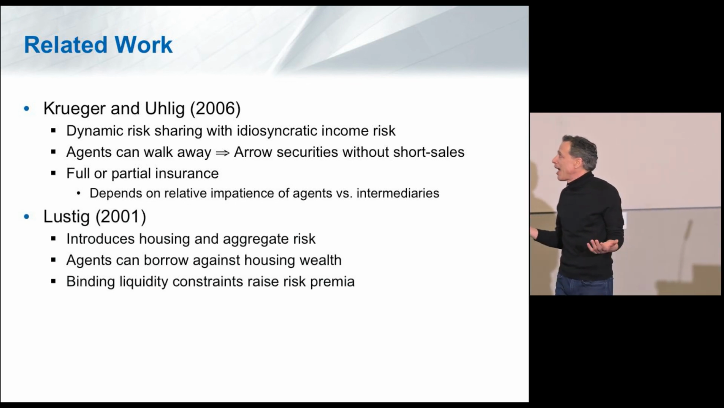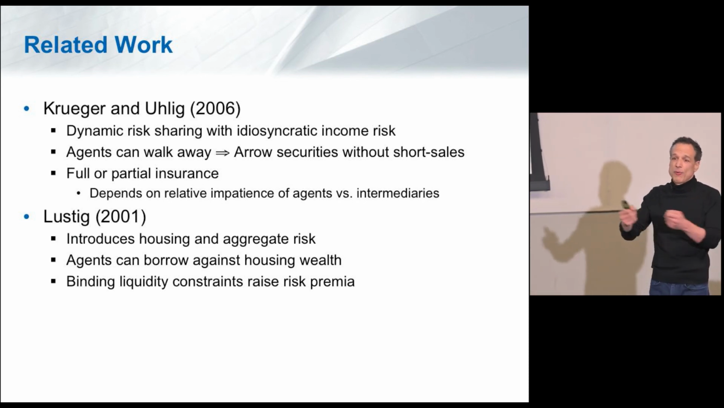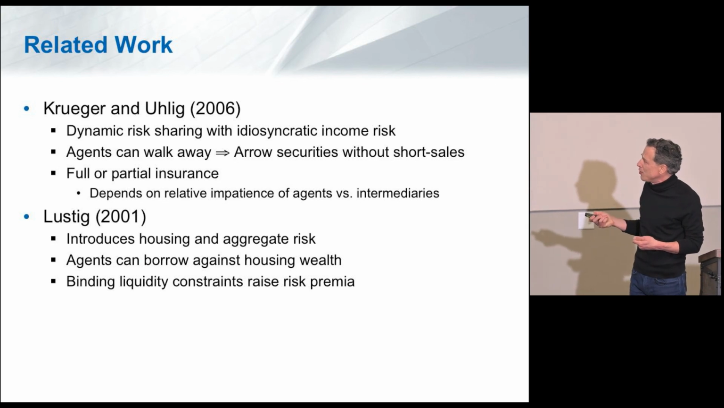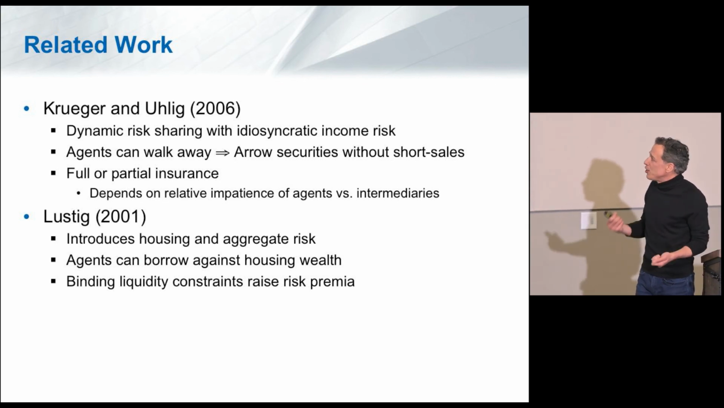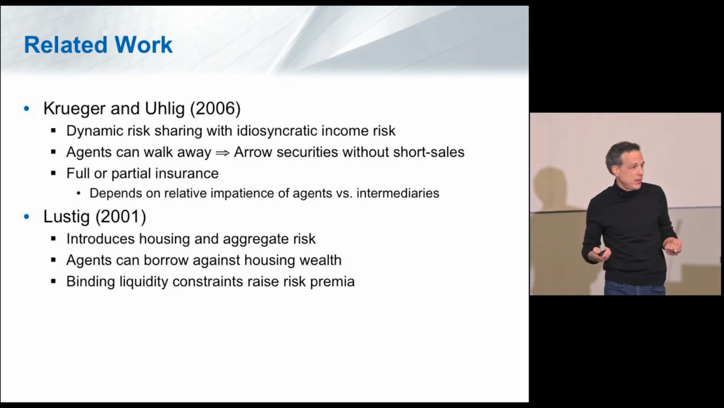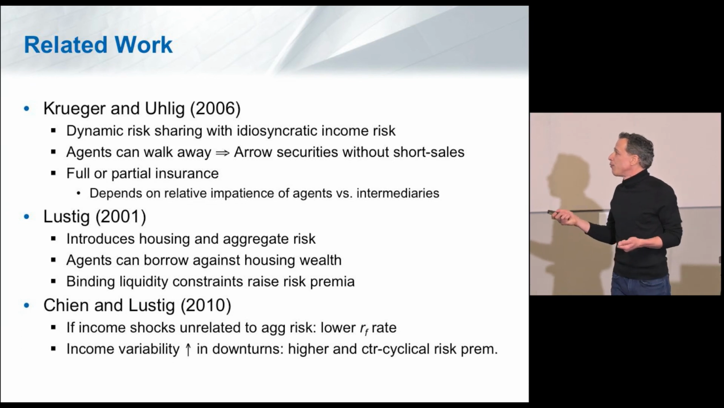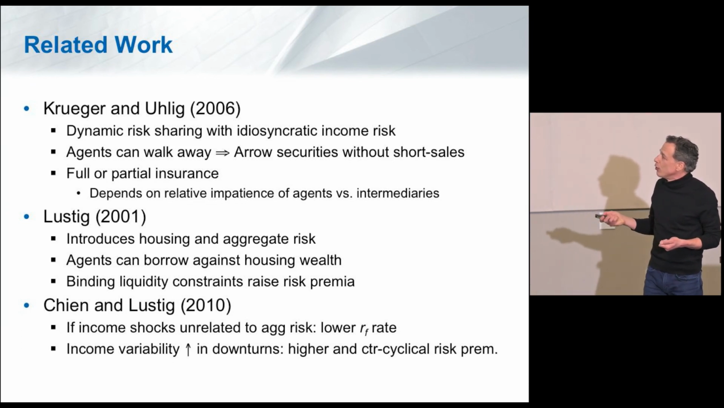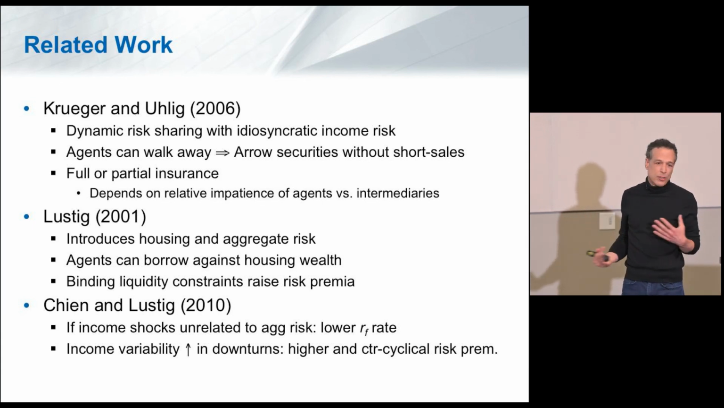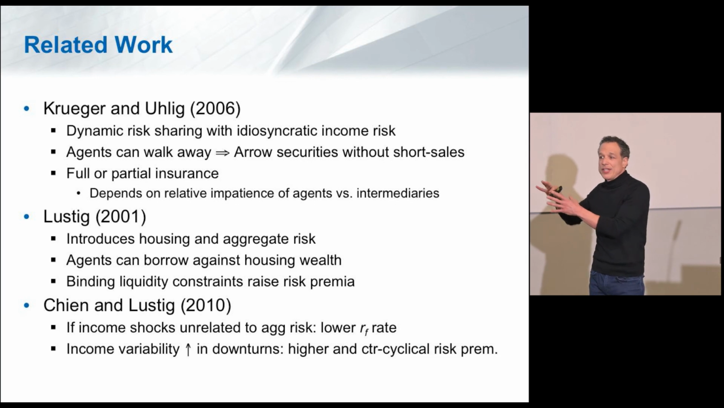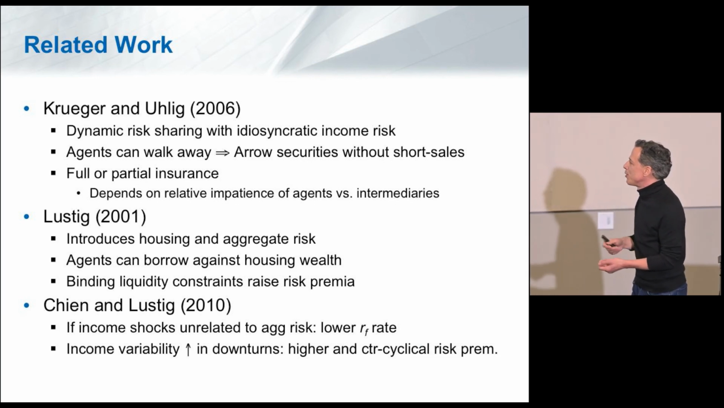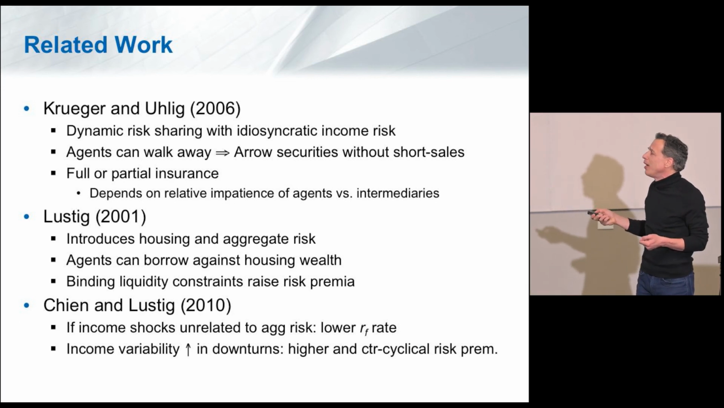Lustig in his dissertation has housing together with the short sales constraints on contingent saving, and has agents borrowing against housing wealth and shows that this can raise risk premia in a macro model, and then kind of does that again with Chan and Lustig, look at if income variability goes up in downturns, that creates higher and countercyclical risk premia. So in terms of a lot of this, at least on the macro side, there's a bunch of stuff that's very close out there that probably should be maybe discussed a little bit more.